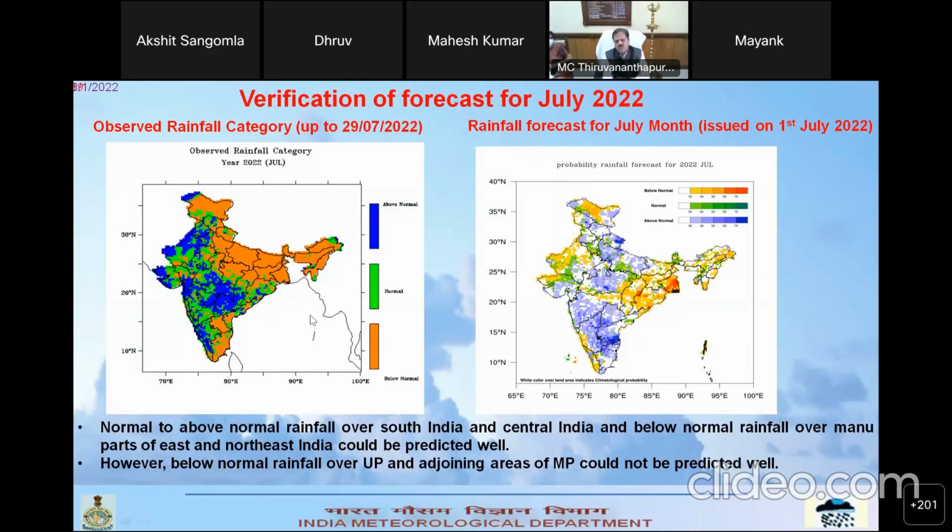So I will say that it could very well predict the normal to above normal rainfall activity over peninsular India and also the western part of central India. But its prediction on the Gangetic Plains, especially the UP part, has not been quite reasonable. We had the prediction that it will be normal to above normal rainfall activity over UP, but actually it was deficient rainfall over UP. But it could predict the deficient rainfall of Bihar, Jharkhand, northern parts of Odisha, North Chhattisgarh, and also West Bengal.